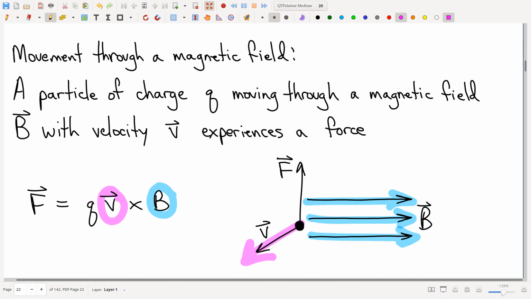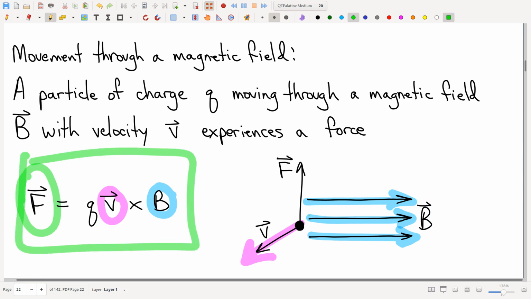The cross product, velocity cross magnetic field, gives you the force. There is a resulting force produced by the movement of the charged particle through the magnetic field. And again, computed with cross product. Real world manifestation of this construction. Alrighty.